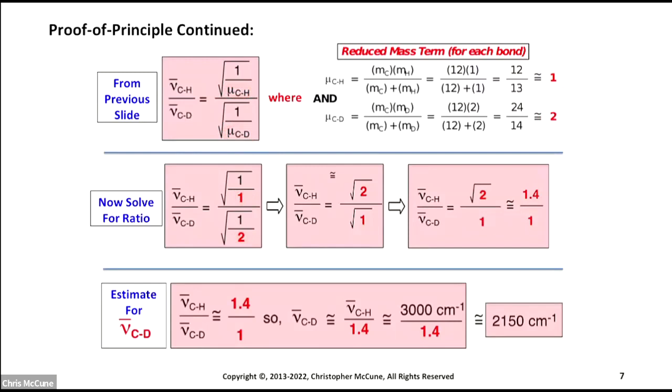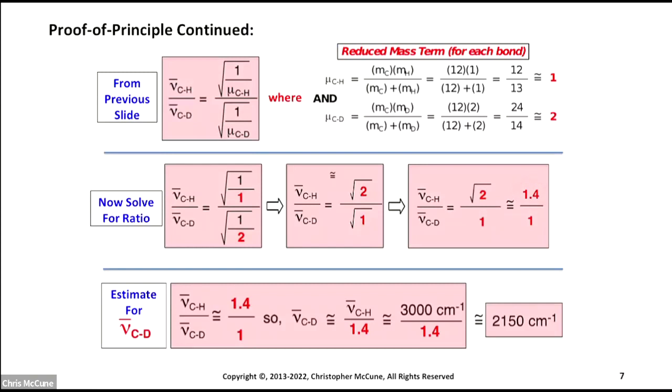And I got the square root of 2 over the square root of 1, and that simplifies even further to the square root of 2 over 1. And so when you do the math, the ratio of a CH over a CD stretch is 1.4 to 1. So it takes 1.4 times the frequency to vibrate a CH stretch versus a CD stretch.